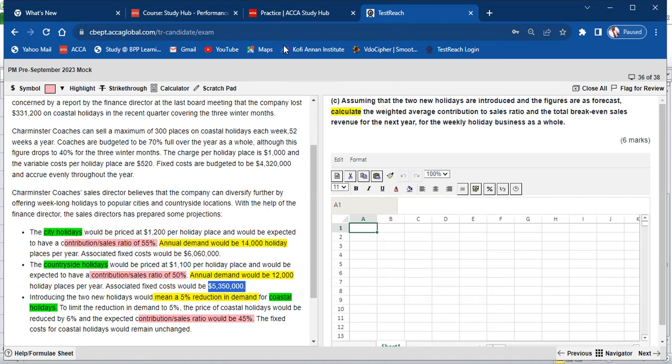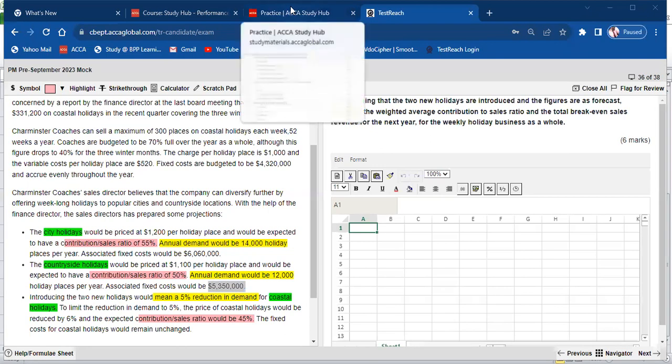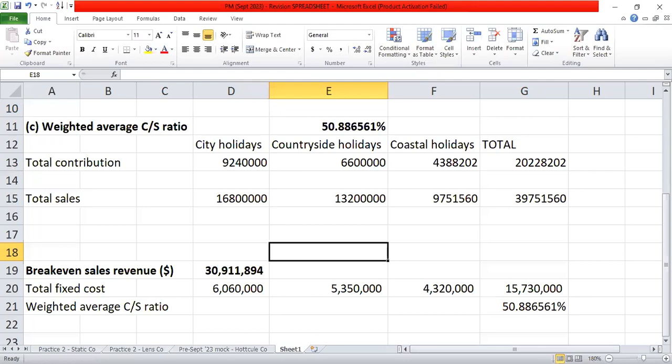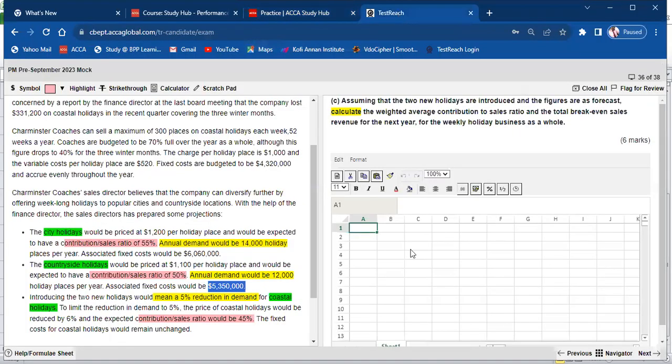Whilst we are on, let me remind you that the constructed response practice question in chapter 5, Aka Hotel, Health Nuts, had the same issues that are in this question also. So take a look at them also. All right. So 6 marks done. If there's any question, you can please ask.